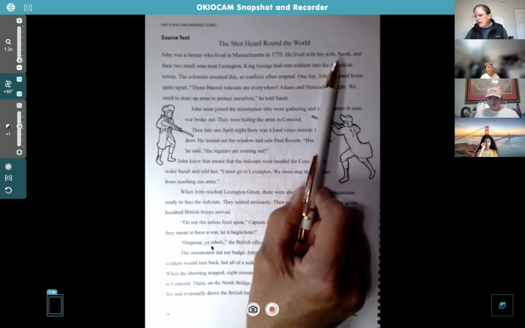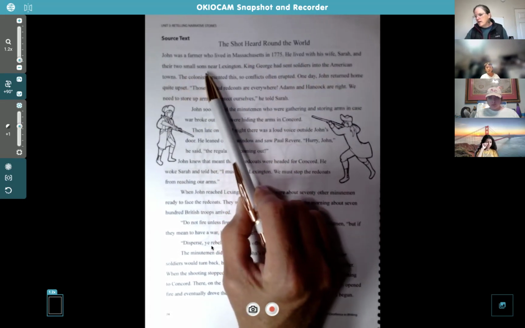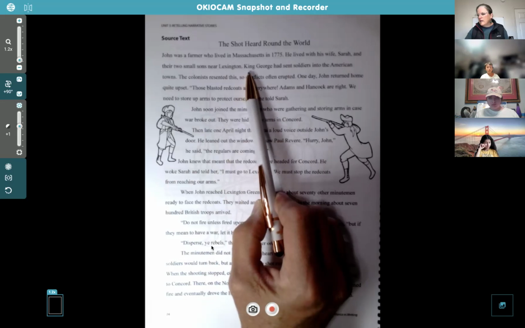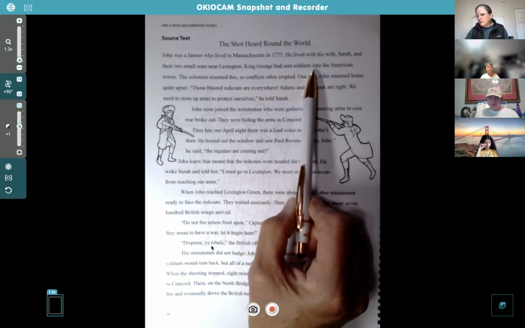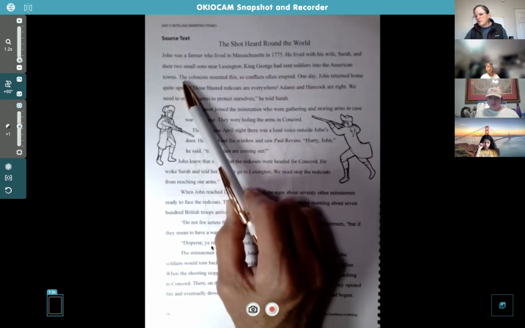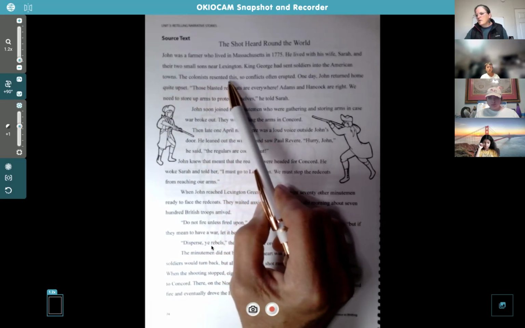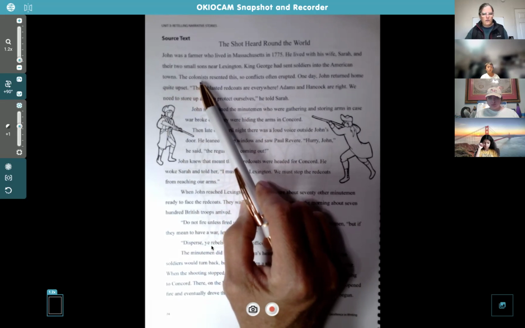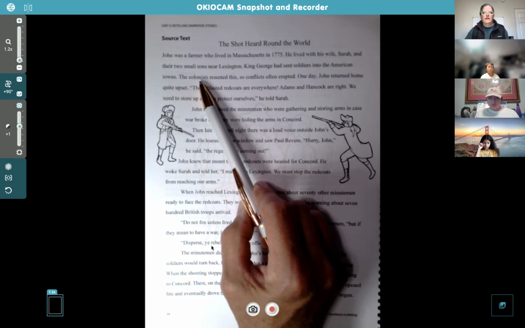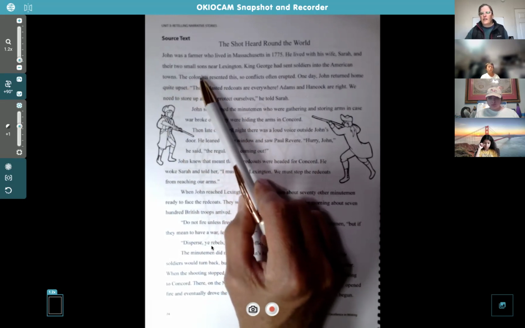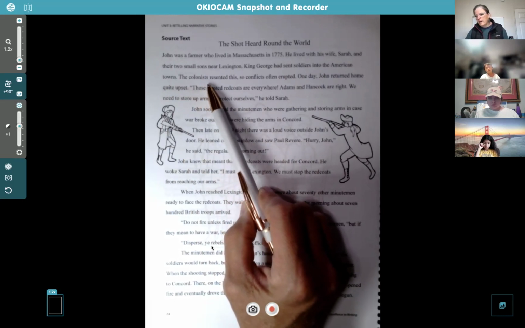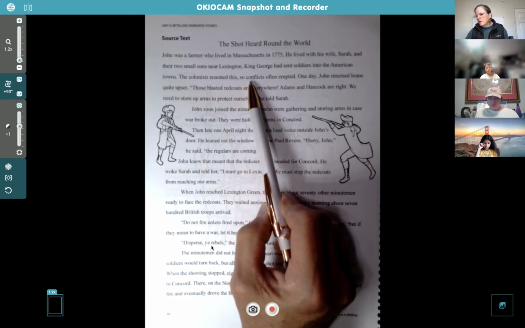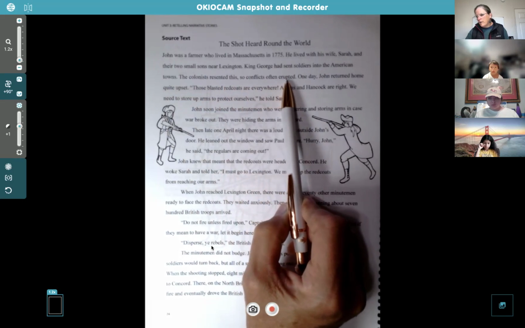He lived with his wife Sarah and their two small sons near Lexington. King George had sent soldiers into the American towns. The colonists resented this. Remember, the colonists are the ones that are here in America. So they were the militia, they were the patriots, lots of different names they use for the people who are here in America or were here in America. They resented this, so conflicts began often erupted.